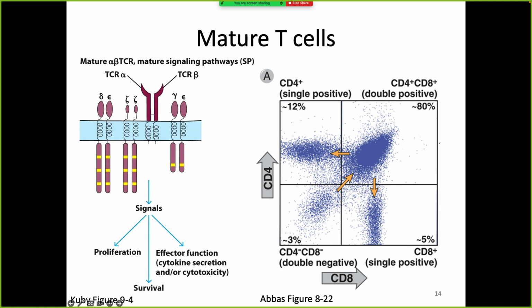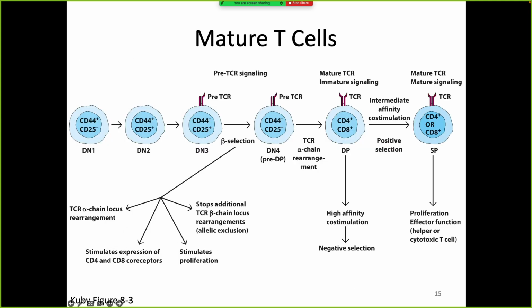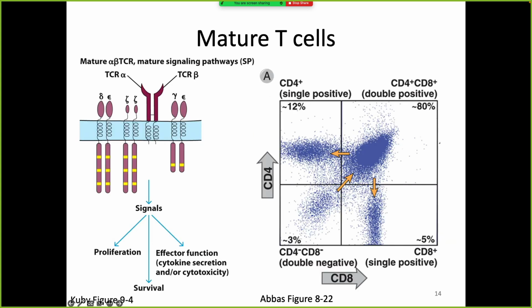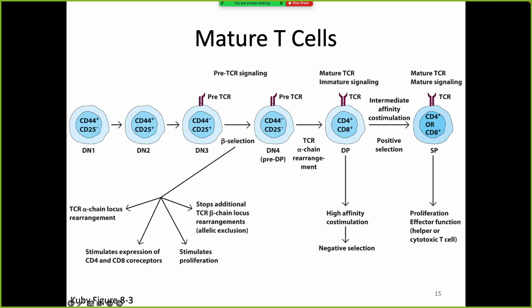These are the mature T cells. And now that cell is going to leave the thymus once it has become a single positive and actually do T cell stuff when it gets signaled through its T cell receptor, like secrete cytokines, be cytotoxic, all that good stuff. You can see that here at the end as well.